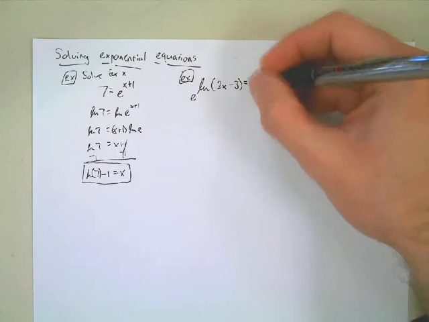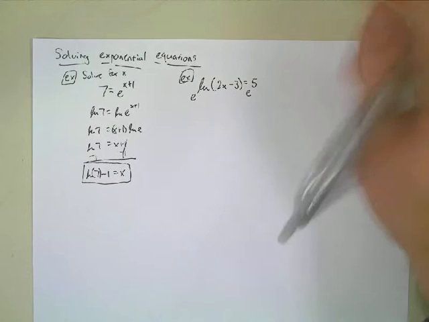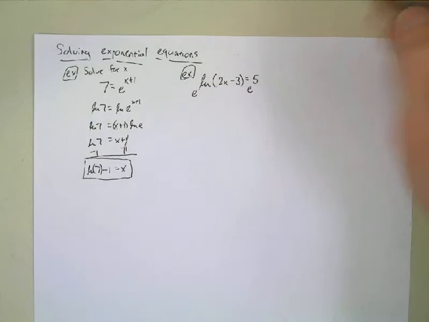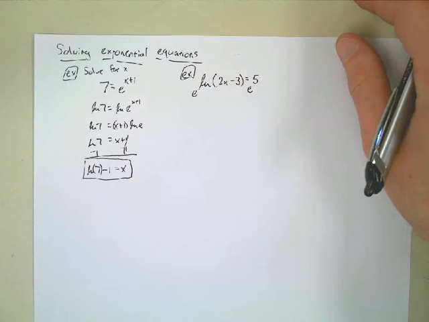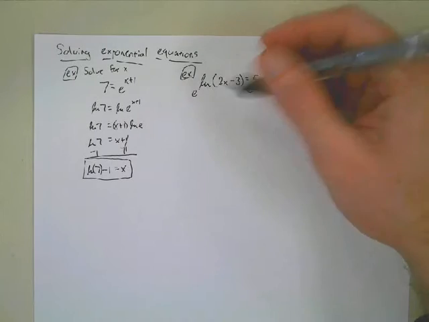Okay, it's kind of hard to say verbally, but it's e to the power of the left-hand side equals e to the power of the right-hand side, just like that. So I just put the little e down there. We're going to e both sides. So the e and the natural log cancel out. So we're left with 2x minus 3 equals e to the 5th.